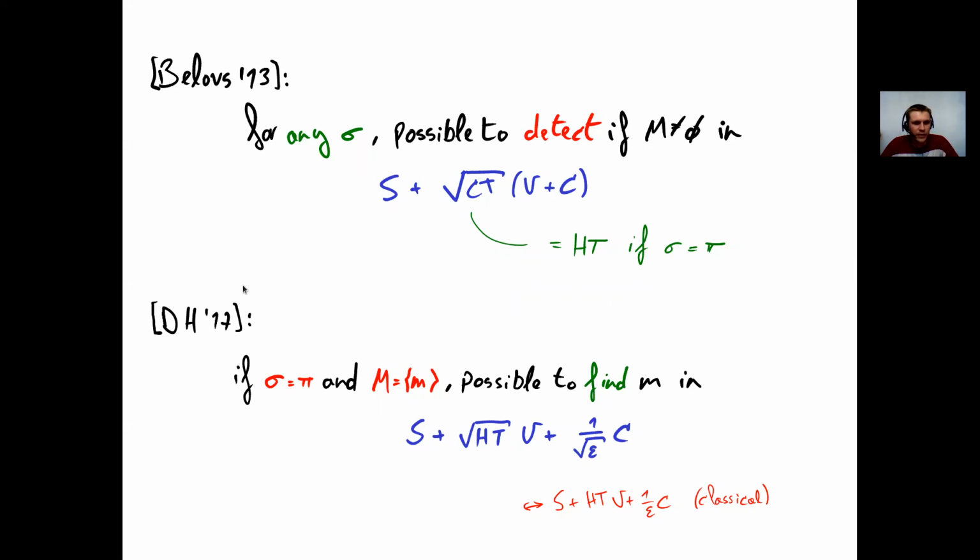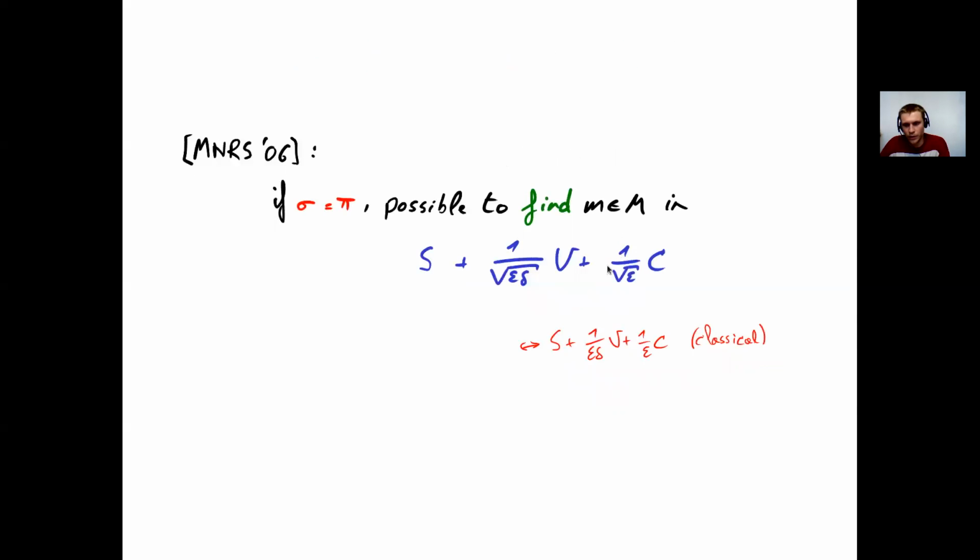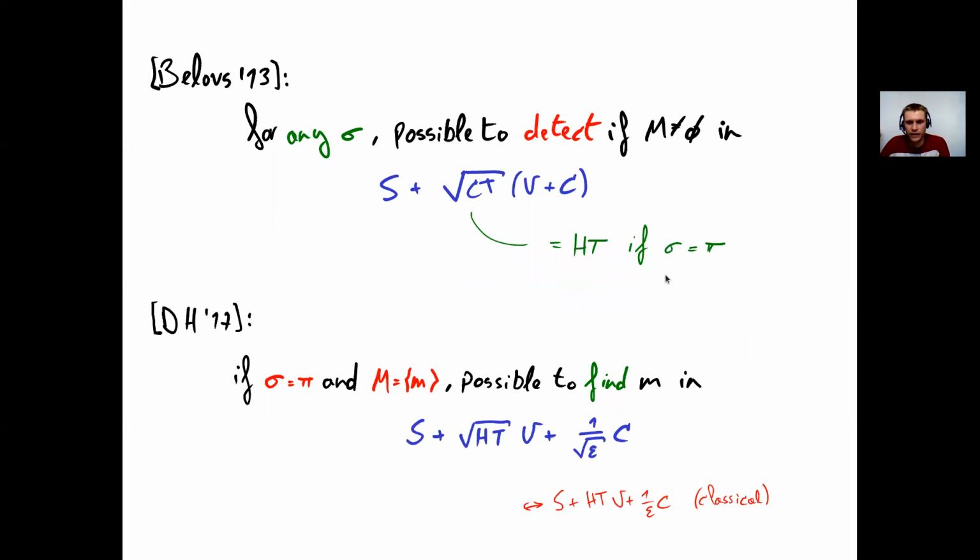And then finally, there's this very nice work by Dohotaru and Høyer from 2017, who showed that under even more constrained conditions, namely if sigma is pi and there's just a unique marked element, then we can find this marked element in time, which is setup plus square root of the hitting time times U plus 1 over square root epsilon times C. And this in some sense has the best of both worlds, right? If you think about both previous algorithms, this one had square root hitting time, and this one had 1 over square root epsilon times C. And these are actually the two optimal costs. And this compares to the classical algorithm, which also exists in the case when there's a unique marked element.